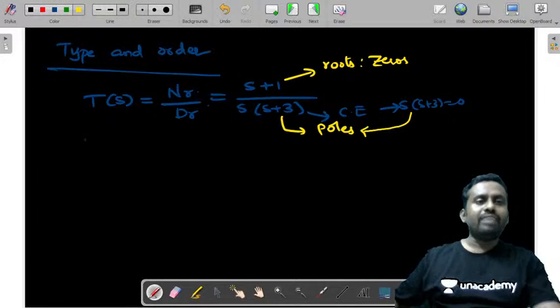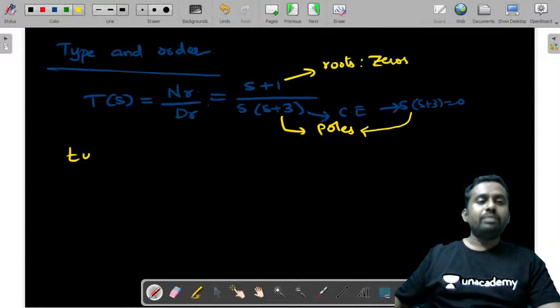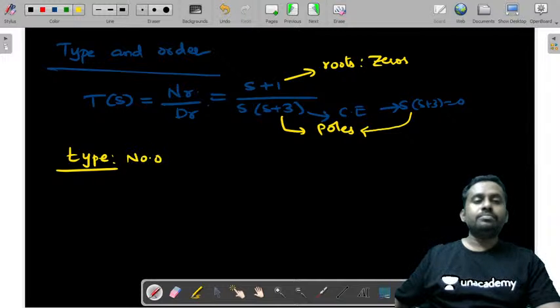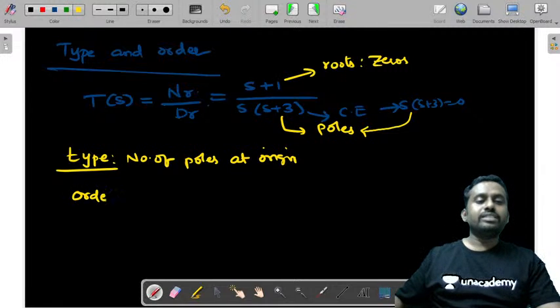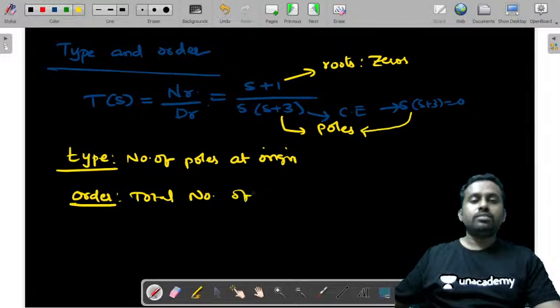Now I have to tell you type and order, right? So what is the type of a system? The type of the system is the number of poles at the origin. And what is the order of the system? It is the total number of poles. In simple sense, you can define them like this.